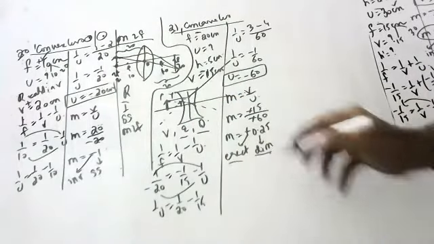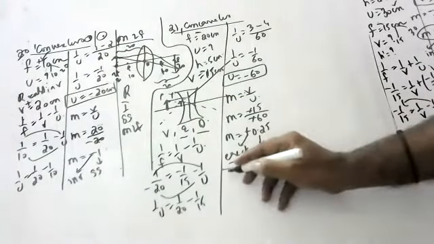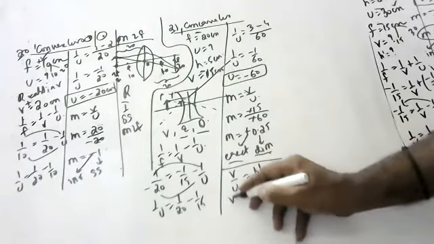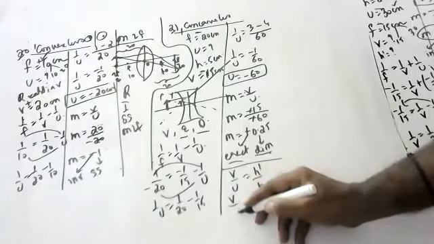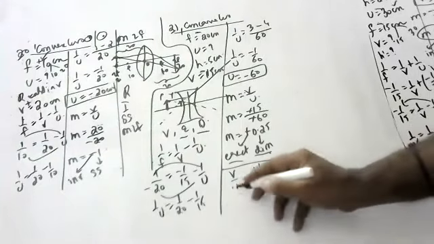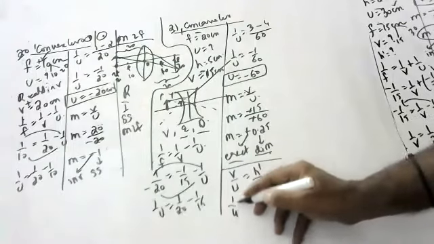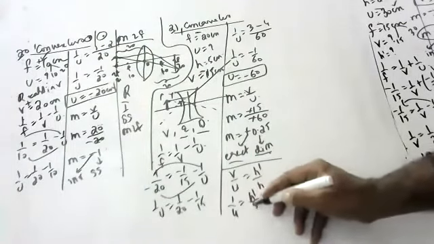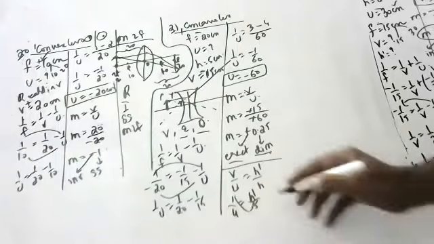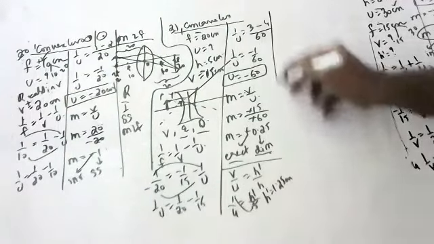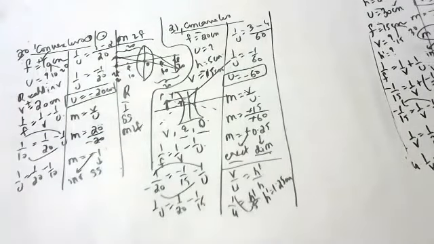Two characters are already satisfied. Now v by u is equal to h dash by h. How much did we get for v by u, children? 1 by 4. So 1 by 4 is h dash by 5. The 5 will go here, children. So h dash is equal to 1.25 centimeters.